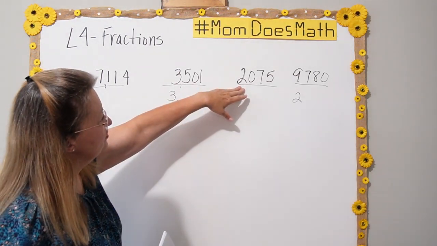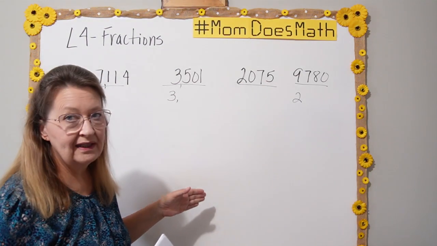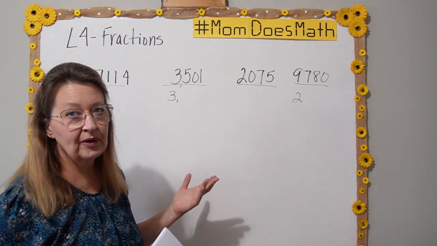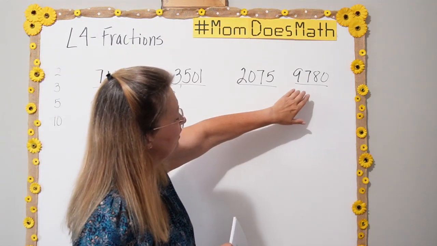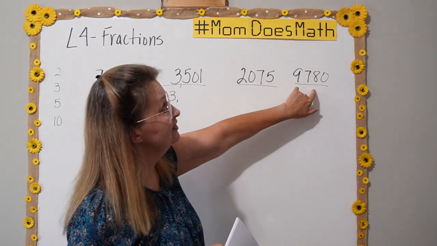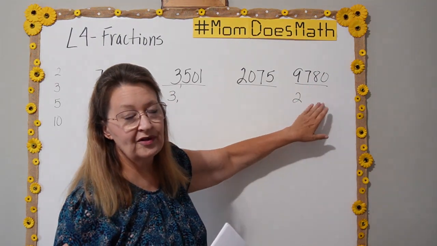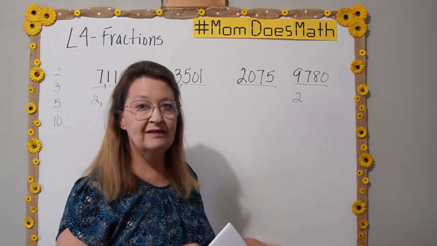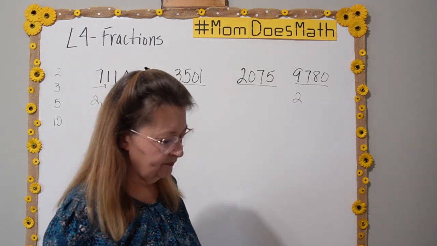All right, let's look at this one. 2 plus 7 is 9, and 9 plus 5 is 14. 14 is not a multiple of 3, so that's not going to work. Now let's go to this one. 9 and 7 is 16, 17, 18, 19, 21, 22. 22 is not a multiple of 3, so 3 won't go into that one. Okay, so you see how that works. Add them all up, see if it's a multiple of 3.